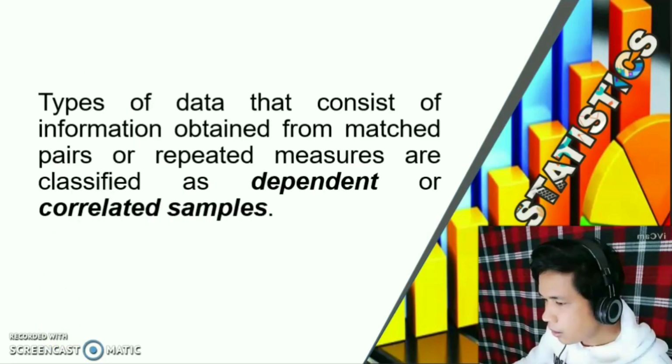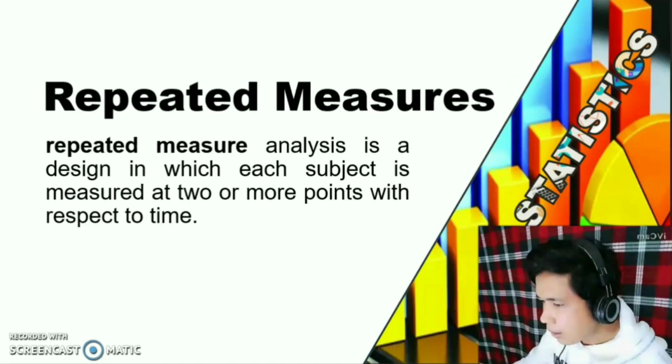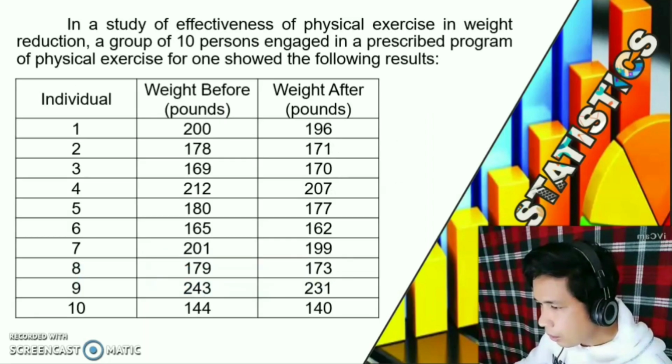Types of data that consist of information obtained from matched pairs or repeated measures are classified as dependent or correlated samples. Repeated measure analysis is a design in which each subject is measured at two or more points with respect to time. Now we consider this question. Are physical exercises effective in reducing weight? We could just easily say yes, based on our observation, but in statistics, we verify our answers based on a given data. Let's take a look at this example.